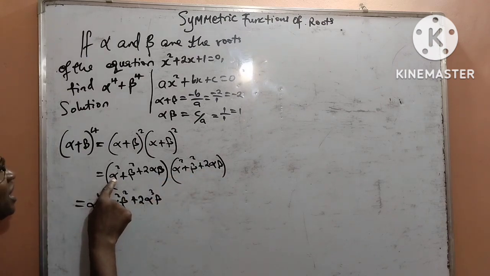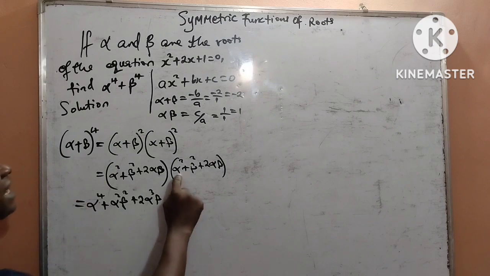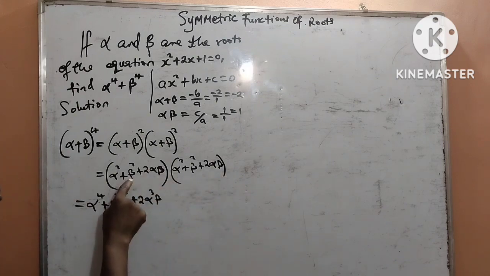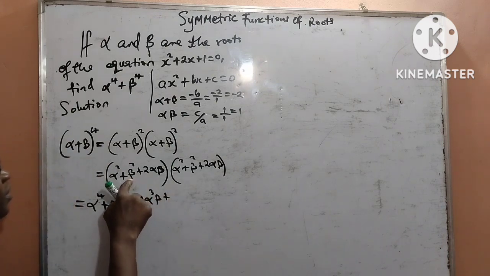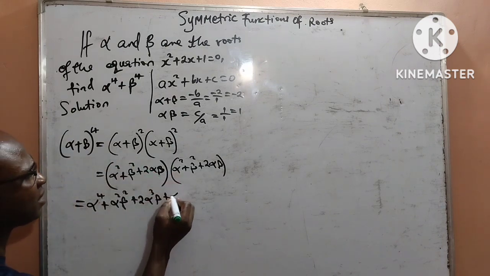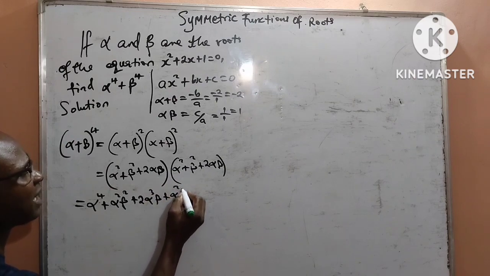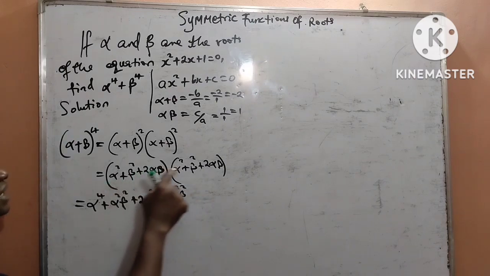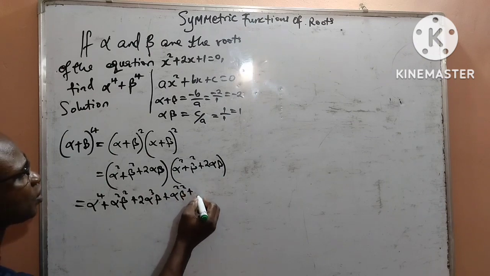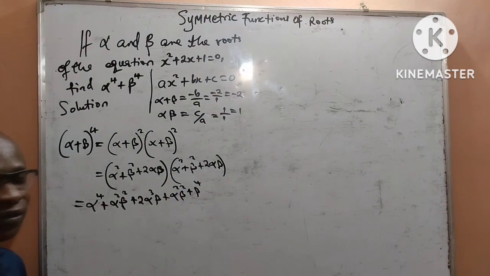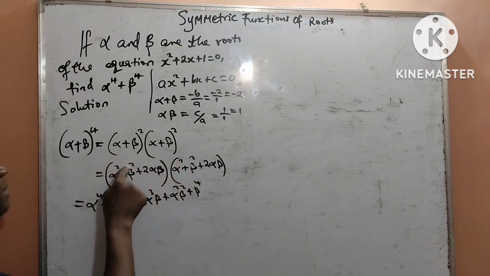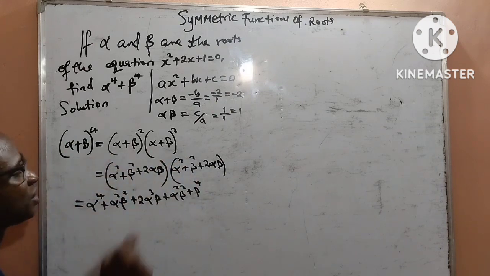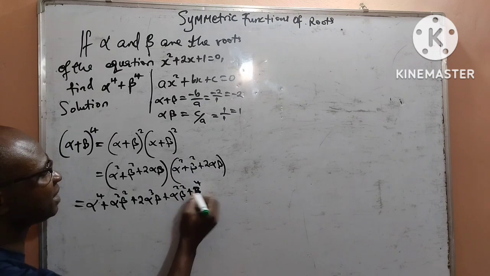Next, I have finished using this alpha to power 2 to multiply the second bracket. I will go using the value of beta squared to multiply it. And that will now give me beta squared times alpha squared will give me beta squared alpha squared. Beta squared times beta squared is going to give me beta to power 4. Beautiful. Because power 2 plus power 2 gives me power 4. That is now my beta.